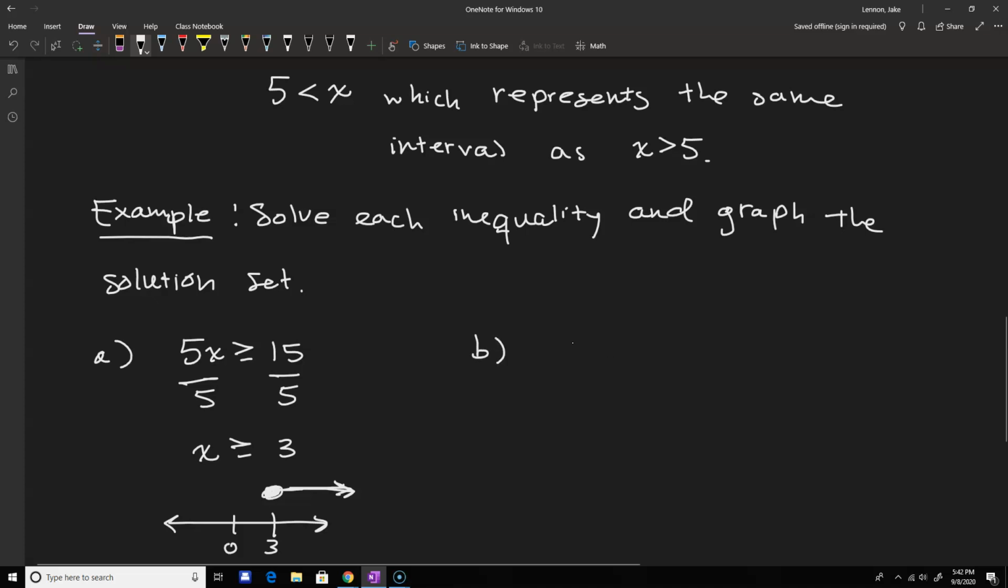Okay, so let's look at B. Let's say we have 3x minus 2 less than 10. This is a two-step problem because we want to add 2. Then we've isolated the 3x, so 3x is less than 12. And then we want to divide by 3. So we end up with our answer of x less than 4.